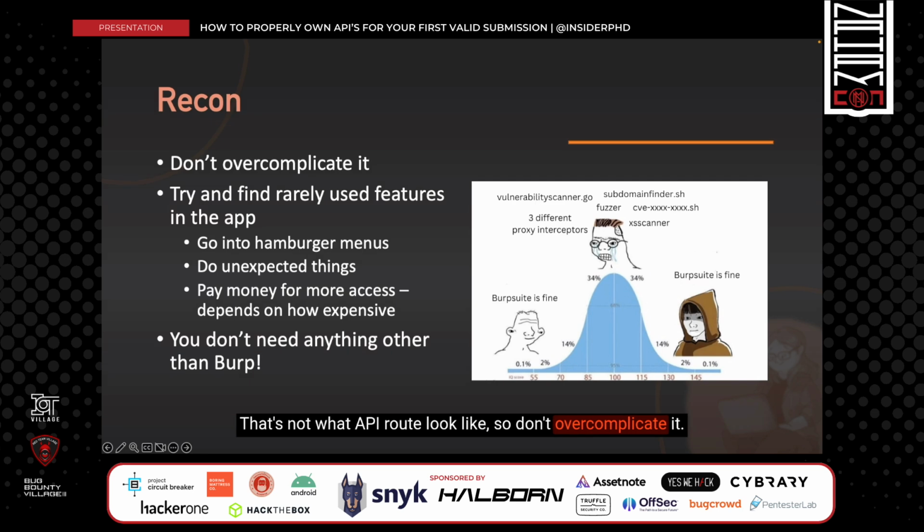So don't overcomplicate it. What I would suggest is you try and find the rarely used features in the app. Go into hamburger menus, go into settings, pay for more access, if that's affordable. You don't need anything else other than Burp. You just want to explore what the API can do, essentially.